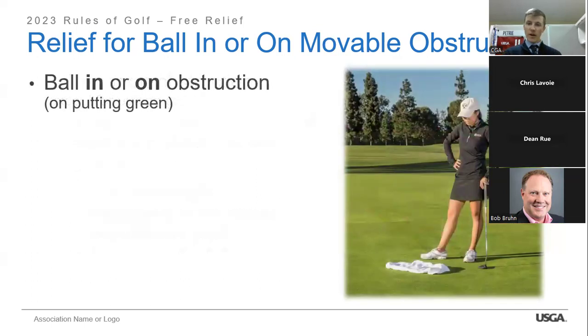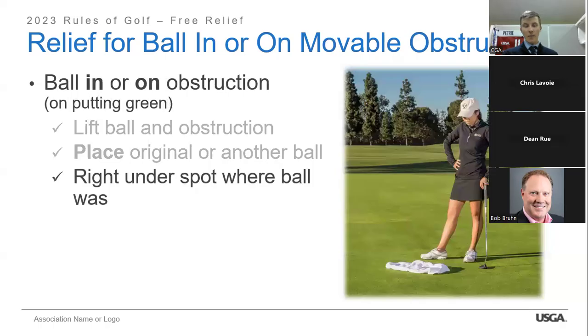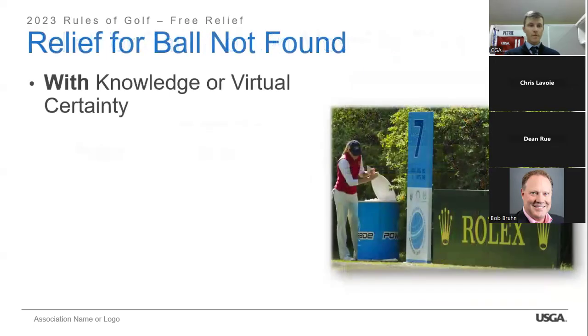Now, what happens if we're on a putting green? Example here on the right, like we just saw, the group in front's left their towel behind, and the ball from the group behind's rolled up on that. Same thing, except we're going to be placing that original ball or another ball right under where that spot was. Now, what happens if we don't find that ball?